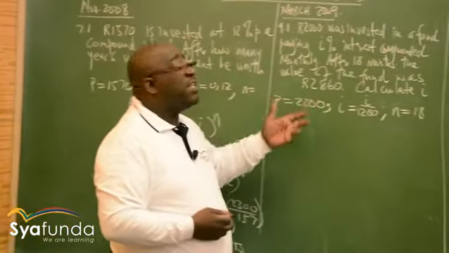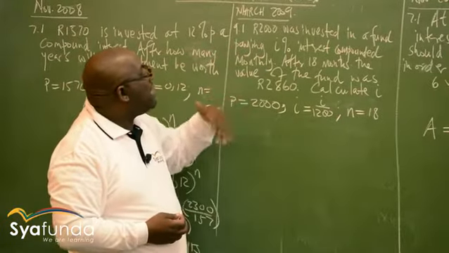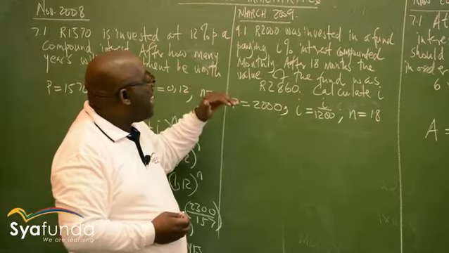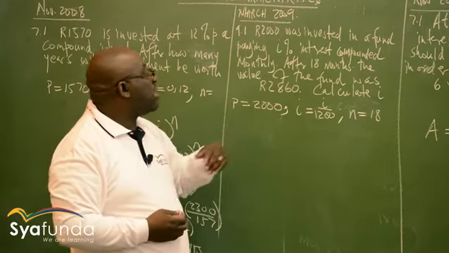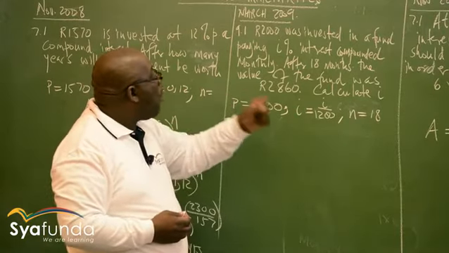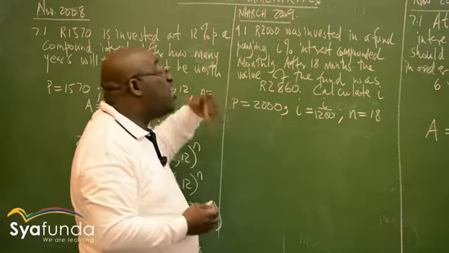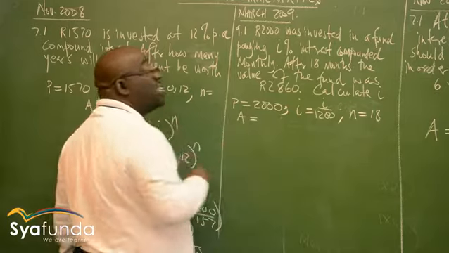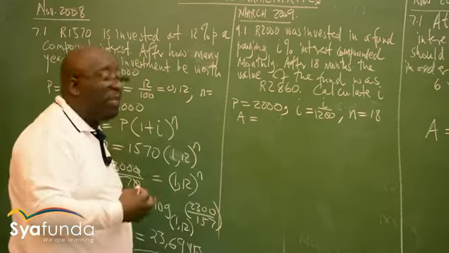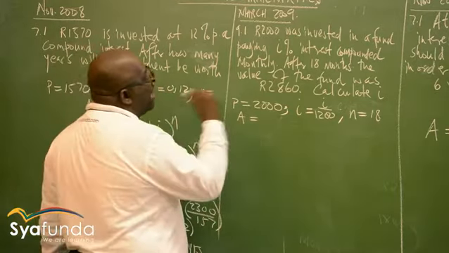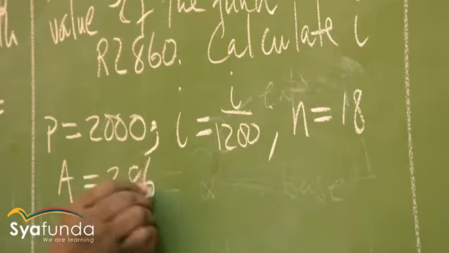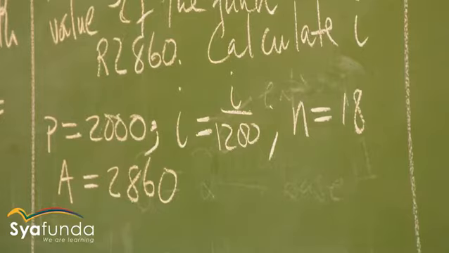Let's go over it again. 2,000 was invested in a fund paying interest, compounded monthly. After 18 months, which we've captured, the value of the fund was, we even know the value after 18 months. So we know the value of A in this particular case, the total amount at the end of the investment period. We know it. Let's work it out. It is 2,860. This is the amount that we'll receive at the end of the investment period.